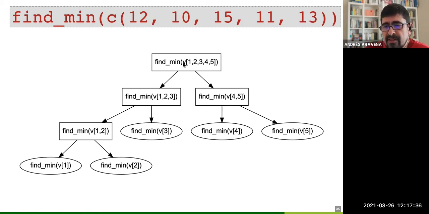To find the smallest in a vector of length 5, I have to separate in two halves. First, I notice that this list is 5 elements, is bigger than 1, so I have to split. I split in 1, 2, 3, and 4, 5. Then this 1, 2, 3, I also split in 1, 2, and 3. And the 4, 5, I split in 4 and 5. 3, 4, and 5 have 1 element, so I don't need to split them. But the 1 and 2, I have to split. Okay? So every time you have more than 1 element, you split. And if you still have more than 1 element, you split.